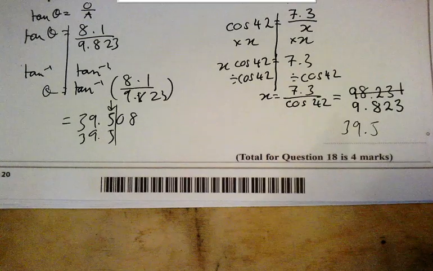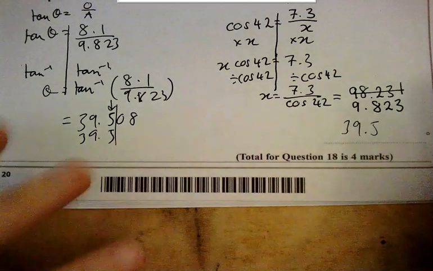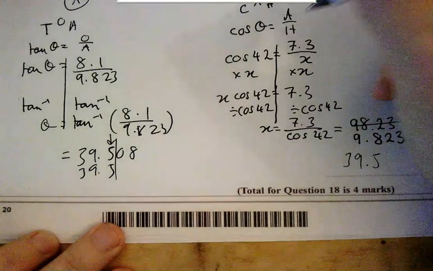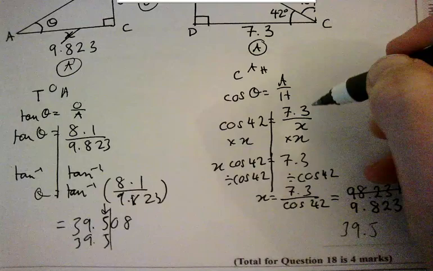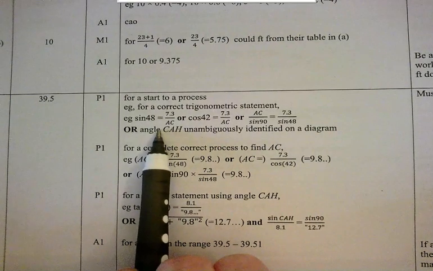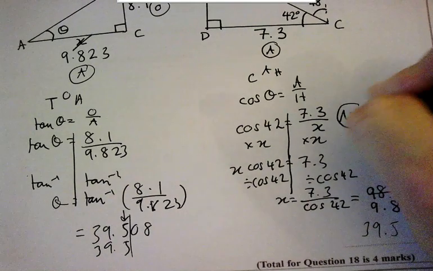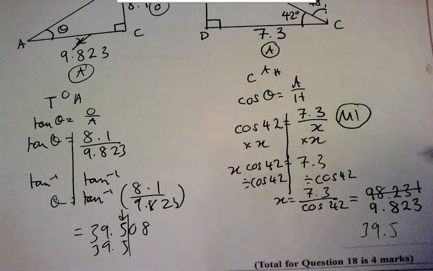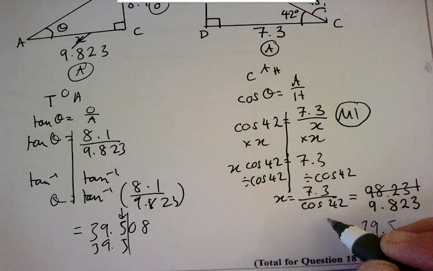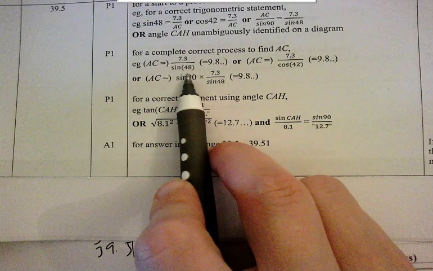You would get 1 mark for getting up to here. You might have used sine, you might have used triangle ABC, in which case you'd have sine 48 equals 7.3 over AC. You would get 1 mark for a complete process to find AC, so if you got up to this line, 7.3 over cos 42, or 7.3 over sine 48.